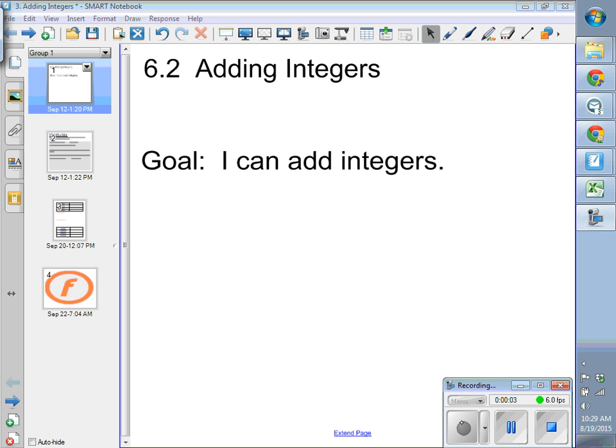Today's lesson is adding integers. Our goal is that we can add integers.